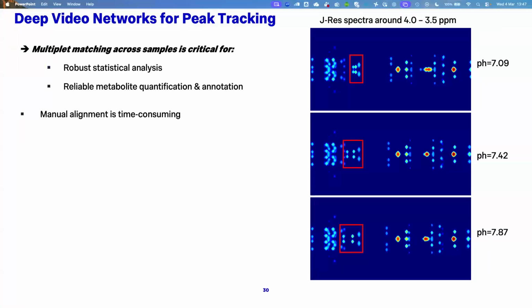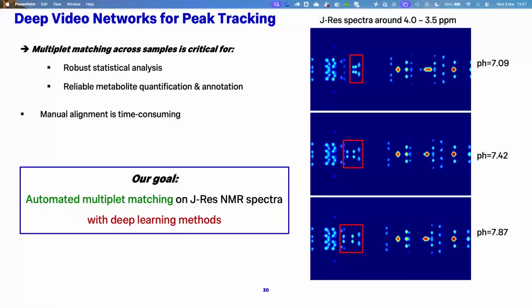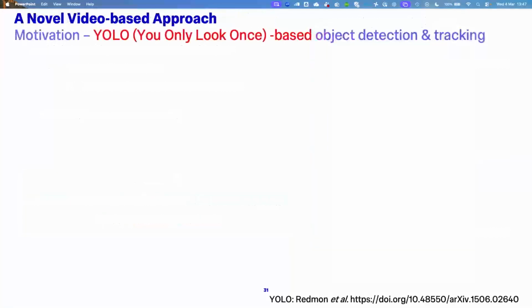Now, you can do this manually. There are alignment algorithms that can be semi-automatic, but usually have to be tweaked manually. But it's pretty time-consuming, and it's certainly not perfect. So we, again, wondered whether we can apply some deep learning methods to this. And we came across this technique called YOLO. Anybody come across that? Yeah?